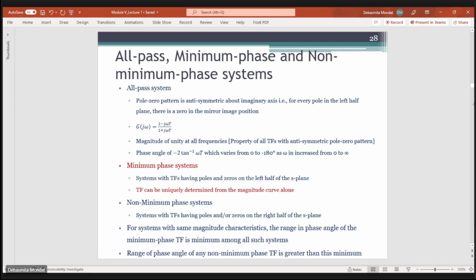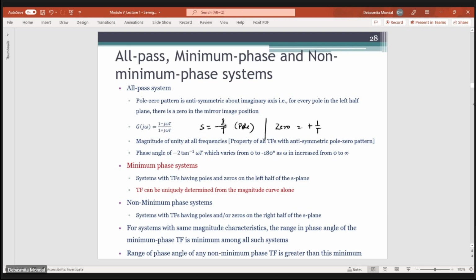So if your transfer function is given by G(jω) = (1 − jωT)/(1 + jωT), that means it has a pole at −1/T, and it has a zero at +1/T, right? So the poles and zeros are antisymmetric with respect to the imaginary axis. The systems which have this kind of a transfer function are known as all pass systems.